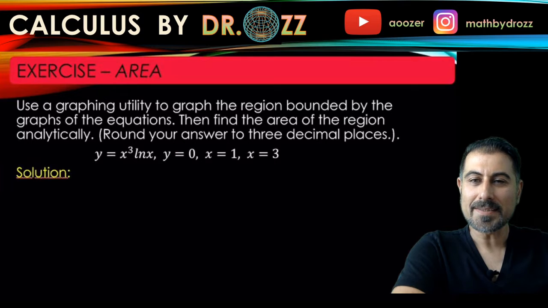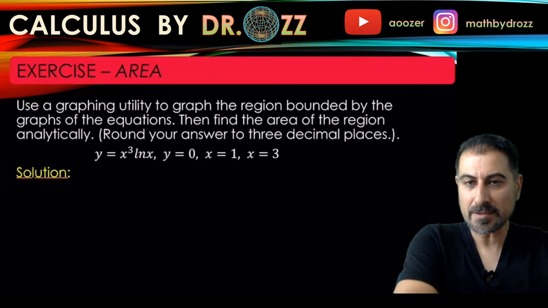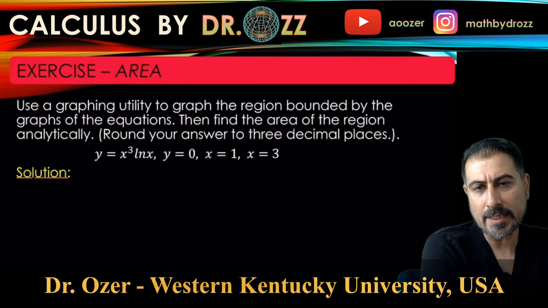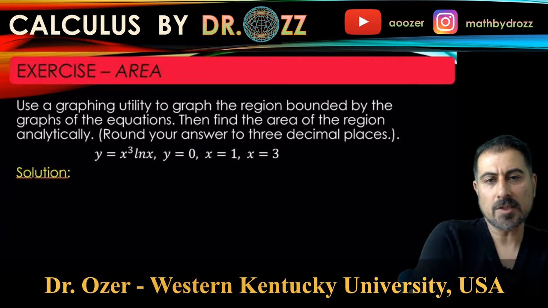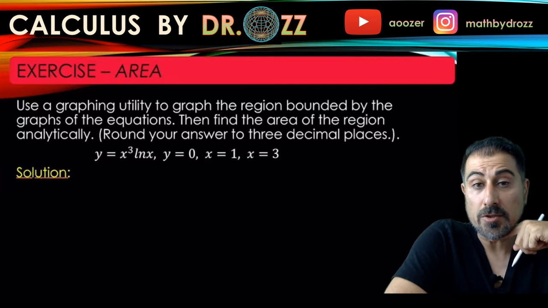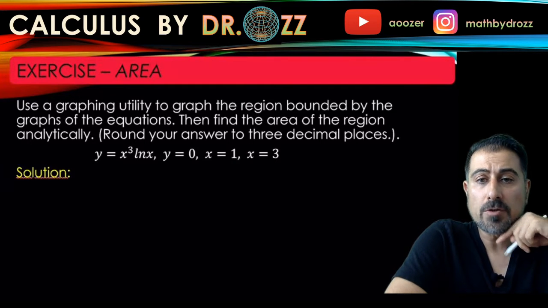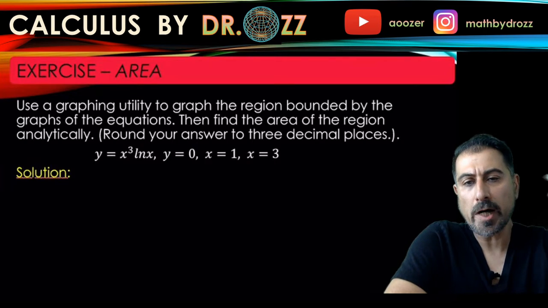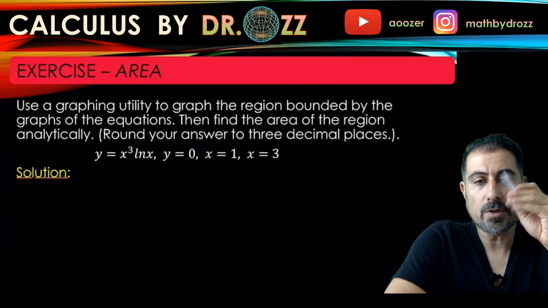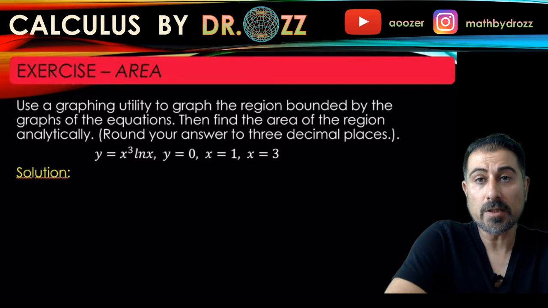All right, so this is the area problem. You're familiar with this type of problem from the earlier sections. To attack this problem, we first need to construct the region surrounded by these four curves: y equals x cubed ln x, y equals 0, which is the x-axis, x equals 1, a vertical line, and x equals 3, a vertical line.